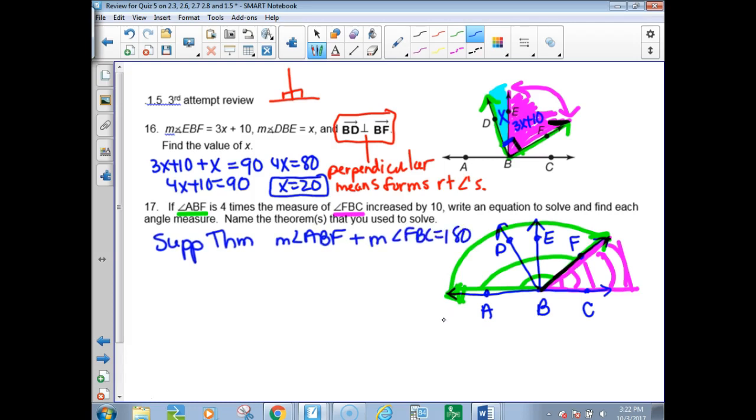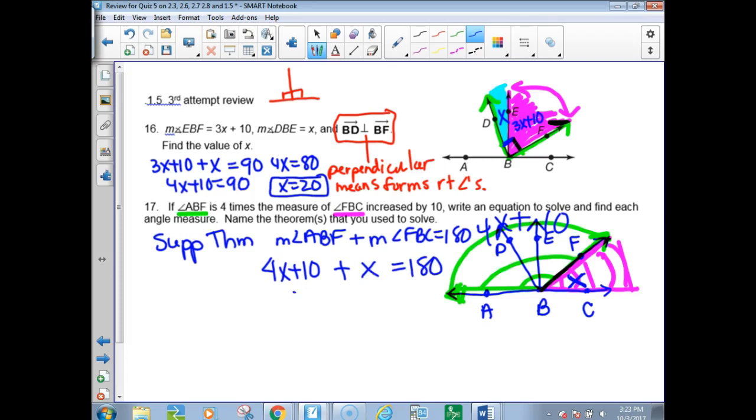All right, now we're going to plug stuff in. So first we got to understand what it says. It says I got to let one of them be X. So pick one, please. It's got to be the little one, doesn't it? It's got to be the FBC because the ABF is 4 times it and increased by 10. We're going to let this be X. And what I meant was that this one's going to be 4X plus 10, that whole big one. So we got 4X plus 10 for the big one, plus the little one, we're making be X, FBC, and that equals a total of 180.